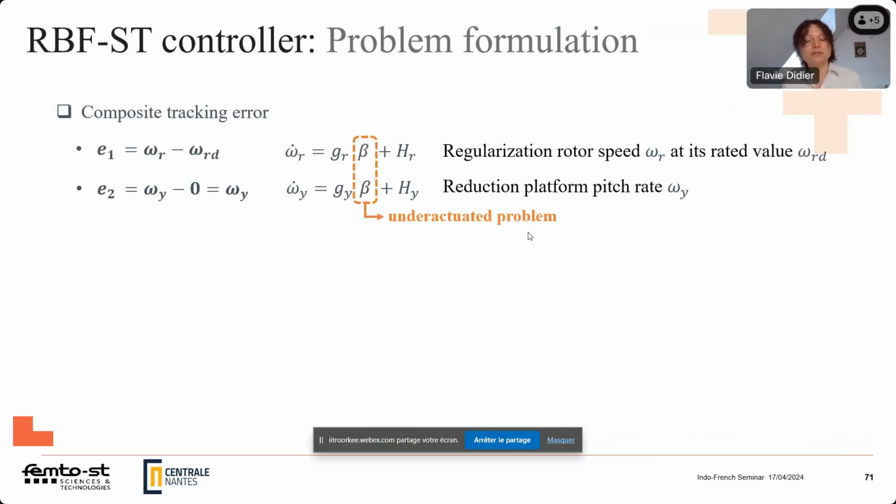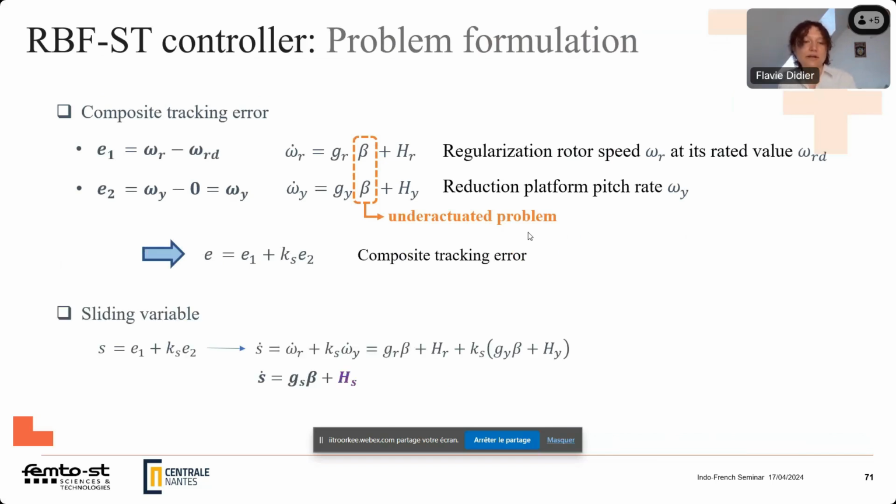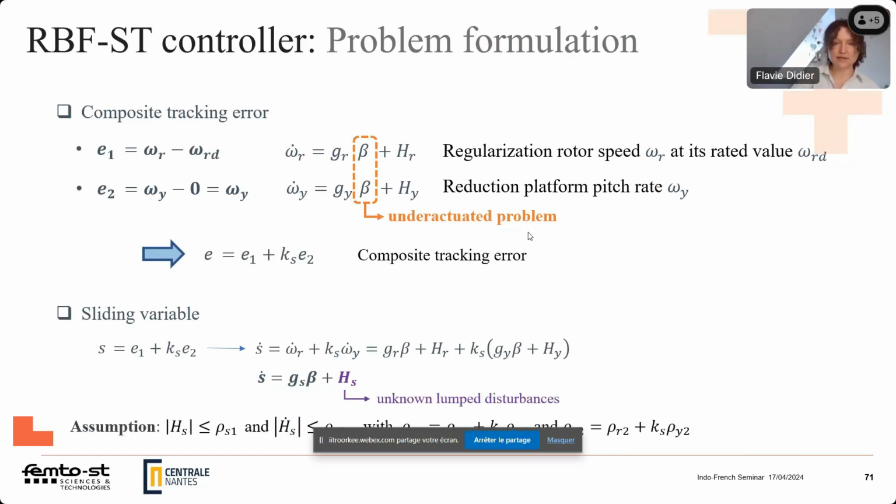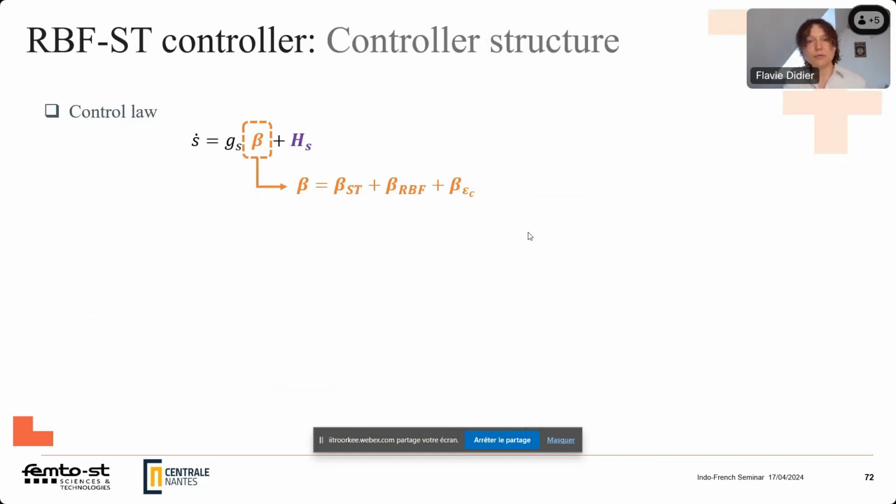Because it's an under-actuated problem, we introduce the composite tracking error given as following, as presented here, and we use it as a sliding variable. The dynamic of the sliding variable can be rewritten as GS multiplying by beta plus HS, using the reformulated dynamics of the platform pitch and the rotor speed, with HS being the unknown lumped disturbances. So the control law is given as follows.